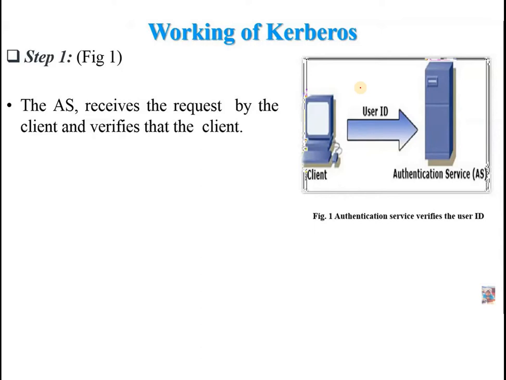So this is the working procedure of the Kerberos protocol. You can see the first step in the figure. Here the client is sending its user ID, or some request, to the authentication server. The authentication service receives this user ID and verifies the user ID of the client. This is the first step.